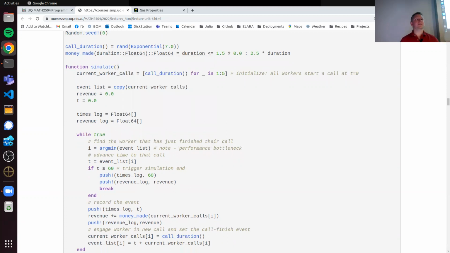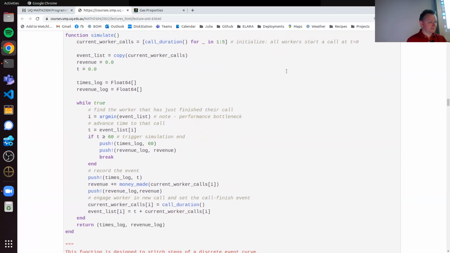Money made, this function, this logic we said before: if it's less than 1.5 minutes, then no money's made. If it's more than that, it's $2.5 per minute. Okay. Then there's this main function, the actual simulate function, which is going to depend on these other functions.